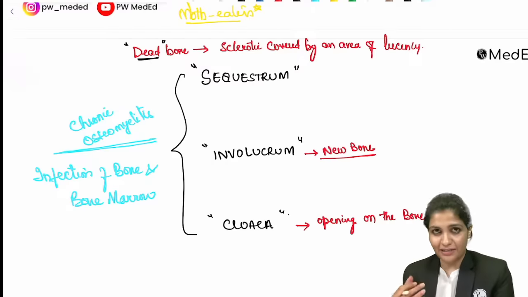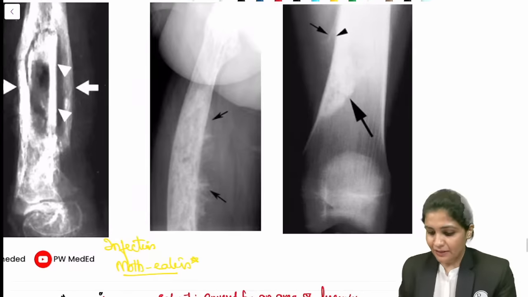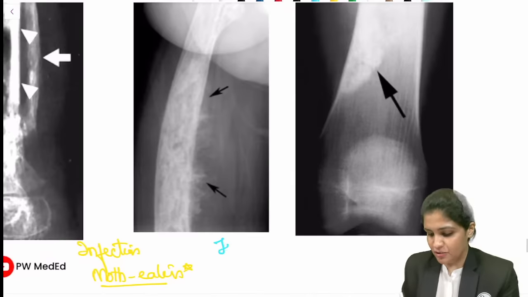The blood supply is cut off and this will result in a dead bone, which is present here. This is the sequestrum. This is all the periosteal reaction which is happening here. This is called involucrum, right? And then this is hair on end appearance. It is seen in tumorous conditions.